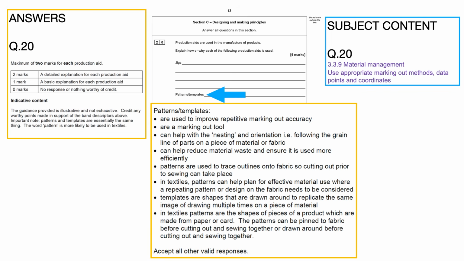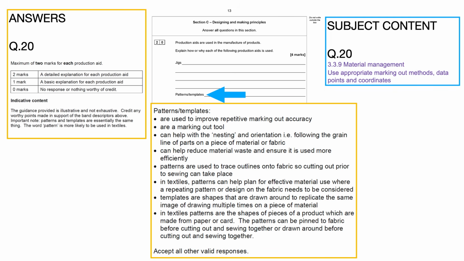Now the next production aid are patterns and templates. Now patterns and templates are used to improve repetitive marking out accuracy. Patterns and templates are a marking out tool. They can help with the nesting and orientation, for example, following the grain lines of parts on a piece of metal or fabric. Patterns and templates can help reduce material waste and ensure it is used more efficiently.